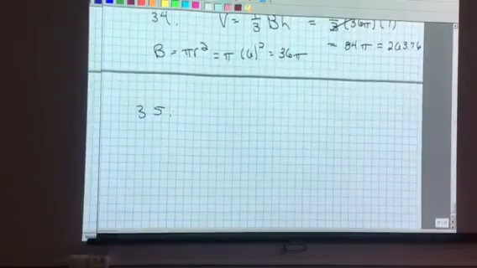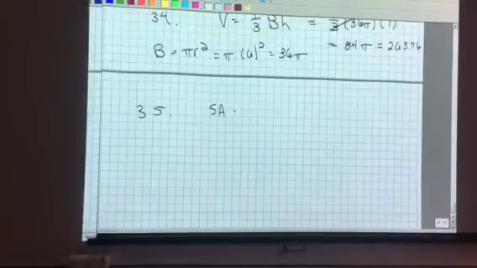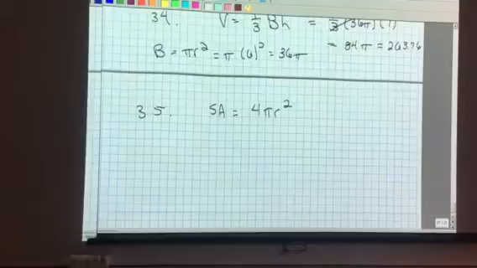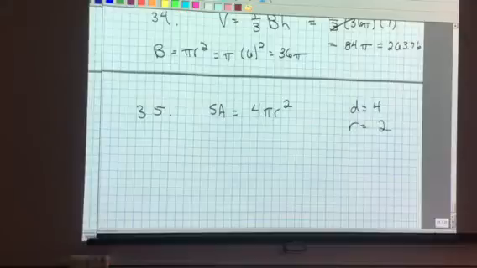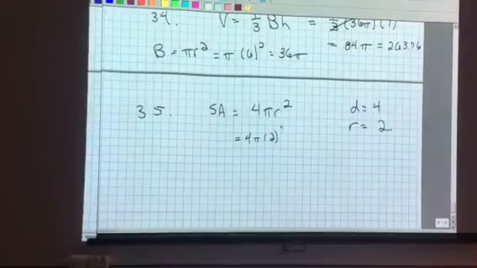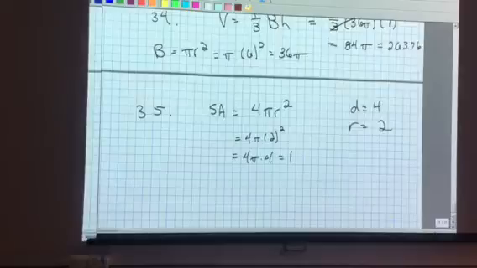35, find the surface area of a sphere. Well, the surface area of the sphere formula is 4 pi r squared. They give us the diameter is 4, which means the radius is half of that. So the radius is 2. So 4 pi times 2 squared equals 4 pi times 4, which equals 16 pi. So the answer is C.